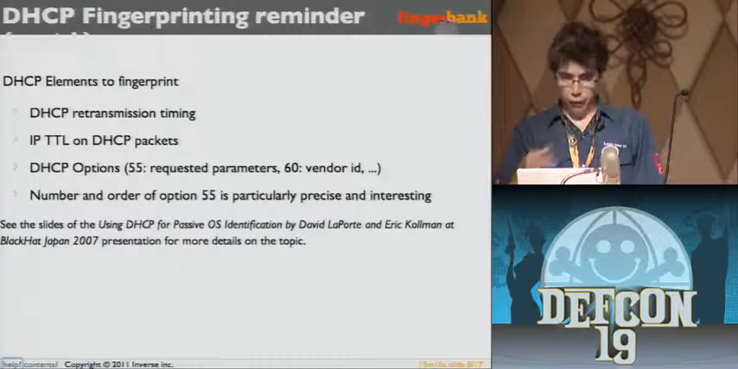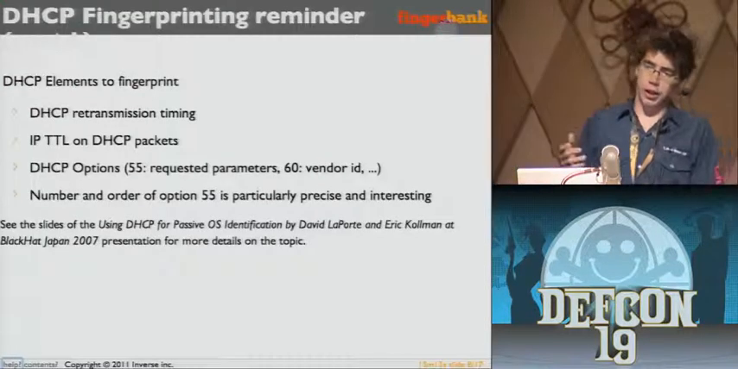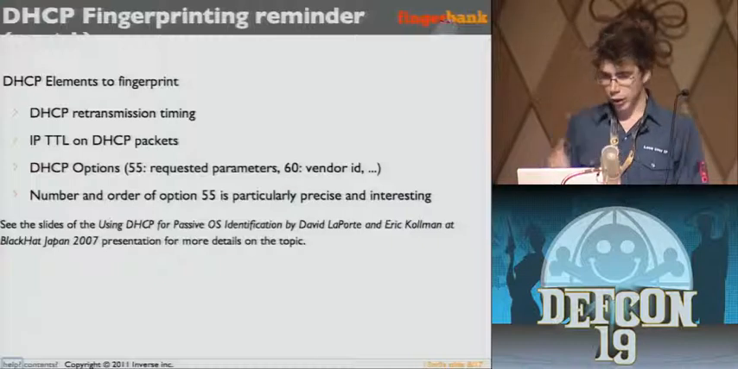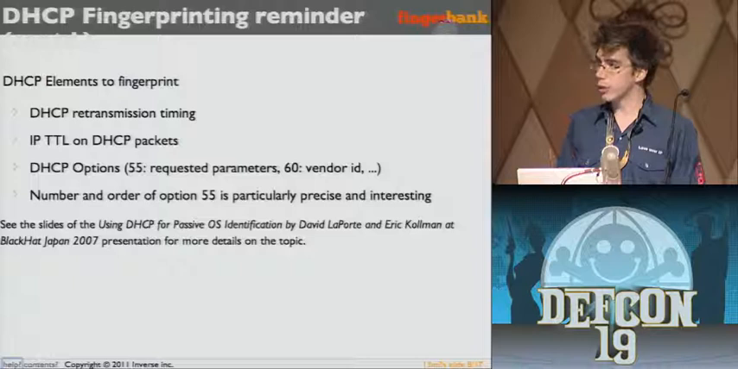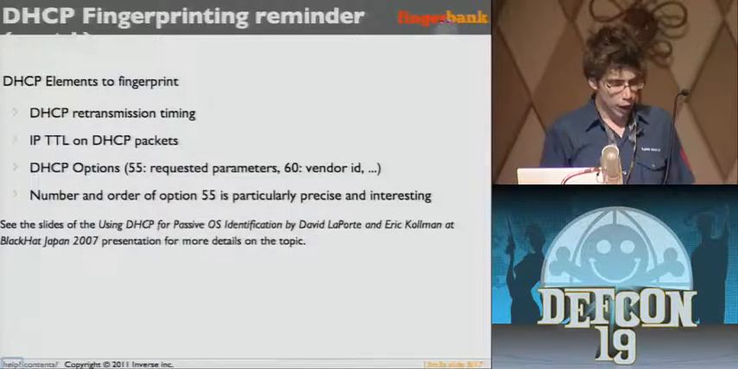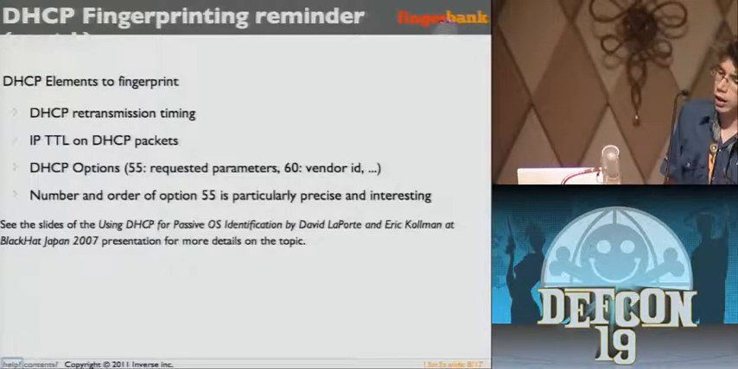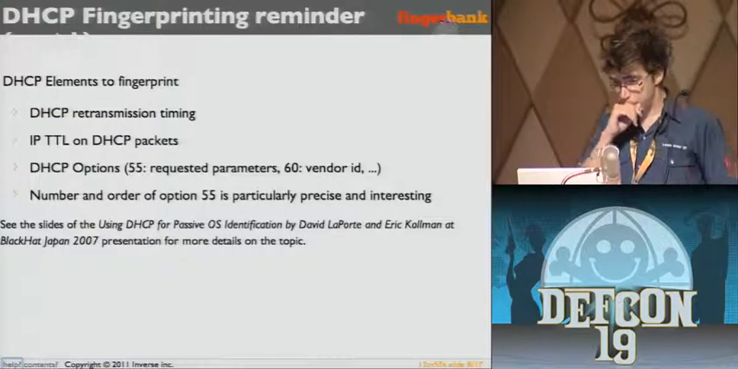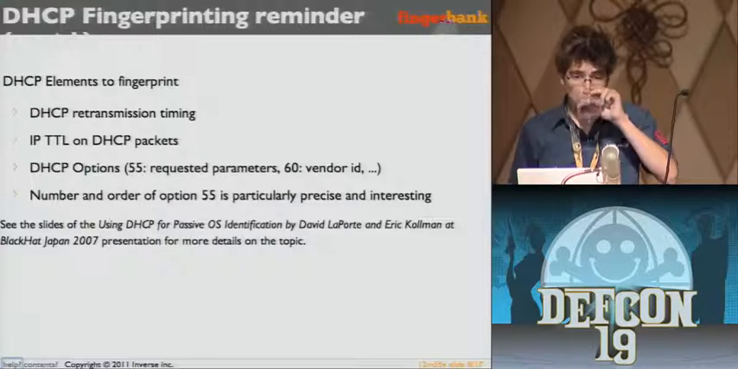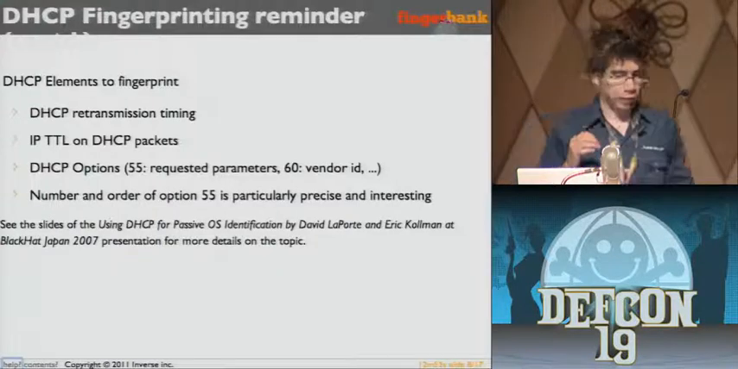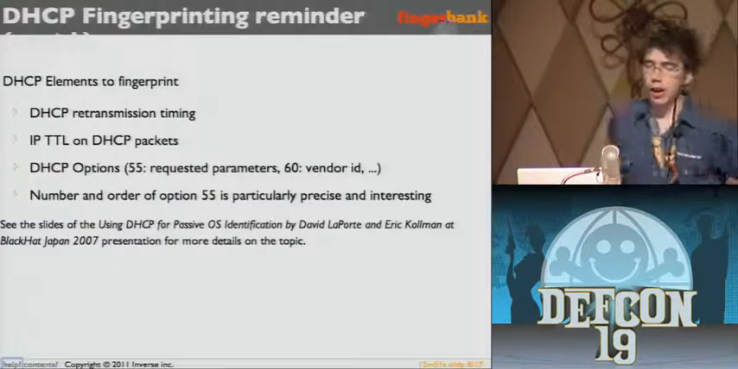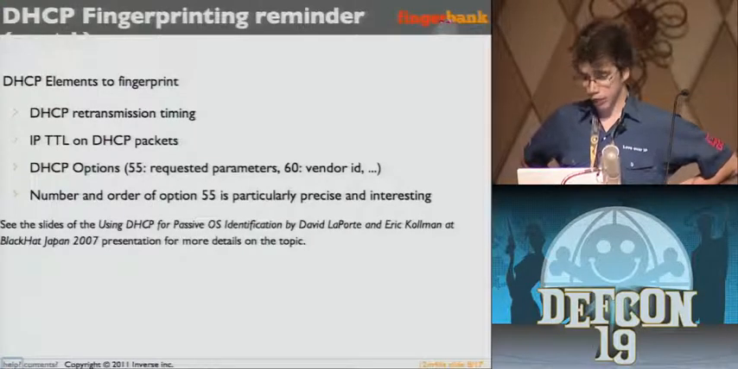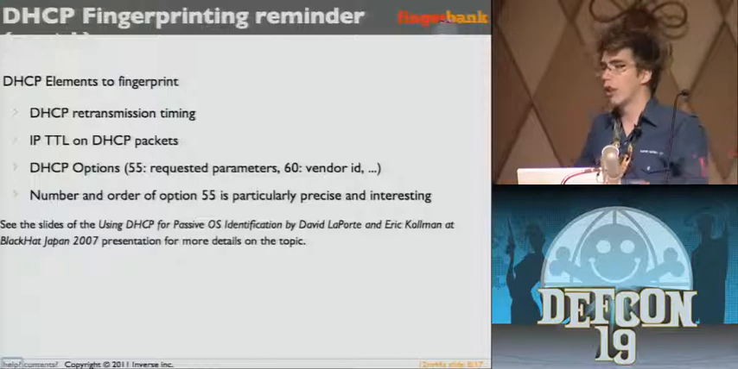So the fingerprinting, again, a reminder: what is possible to fingerprint on DHCP? Well, you could focus on the retransmission timing and all the timing stuff, on the TTL, so the IP TTL on the packets. But what we've been using for PacketFence actually is option 55, which is the parameters.